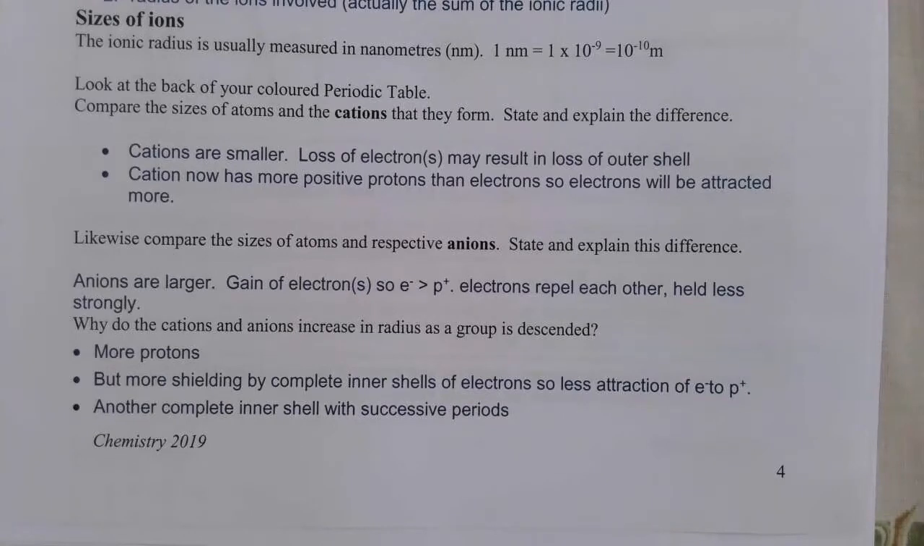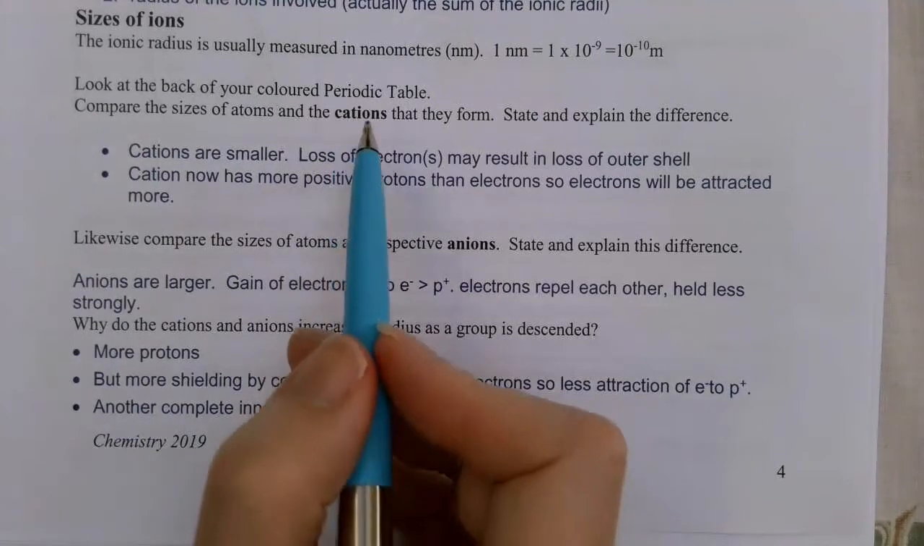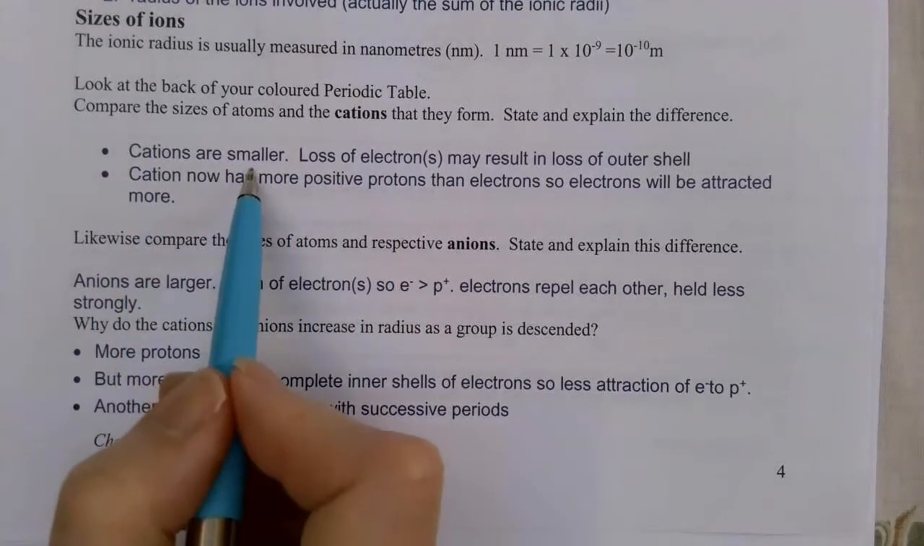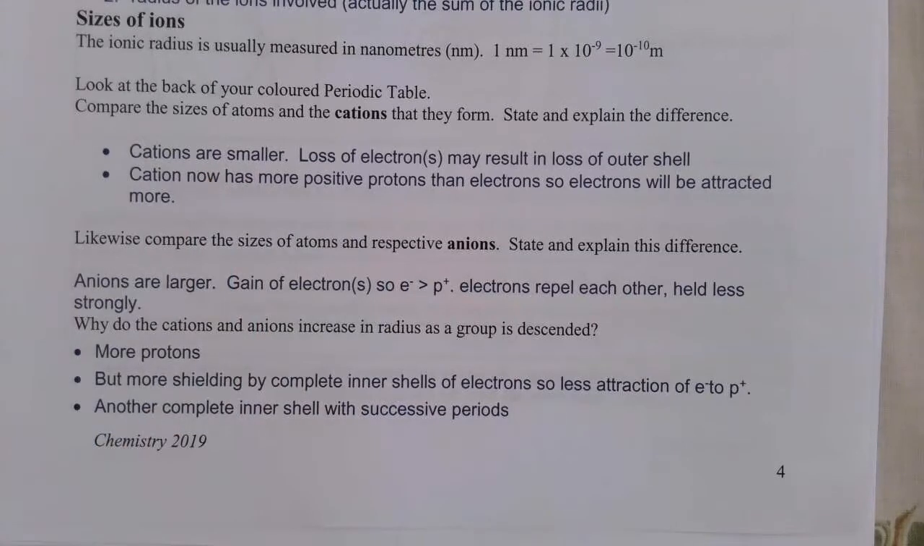So if you look at the back of your coloured periodic table, which you were given in class, you can compare the size of the atoms and the cations that they form. And you have to understand that cations are smaller than their parent atom. The reason for this is they've lost electrons, and that may result in them losing the total outer shell of electrons. You've now also got more protons than you've got electrons.